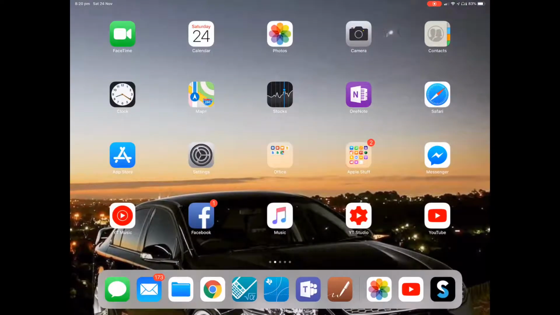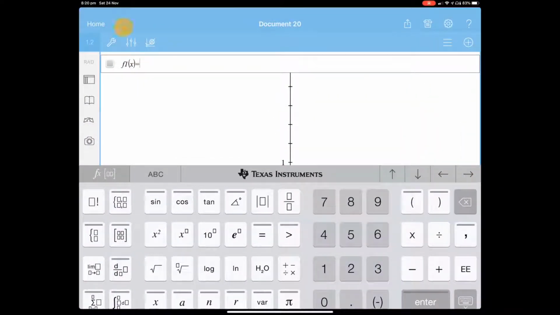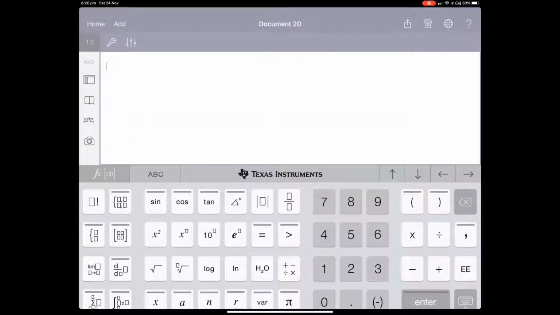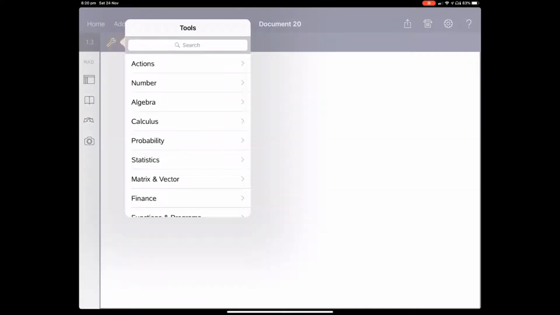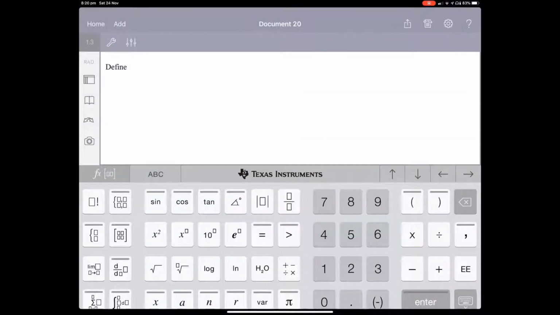Now it's similar with the other calculator. We just go define. No, it's in here. Actions, define.